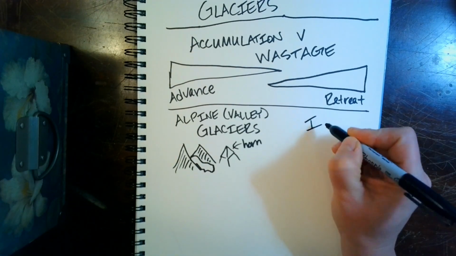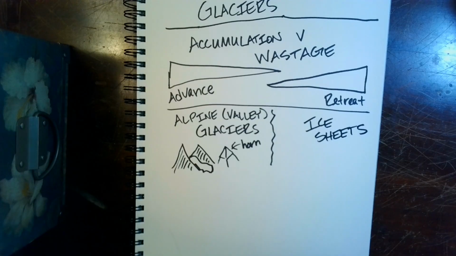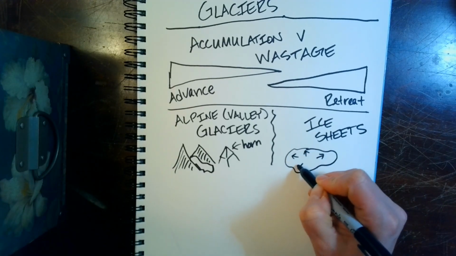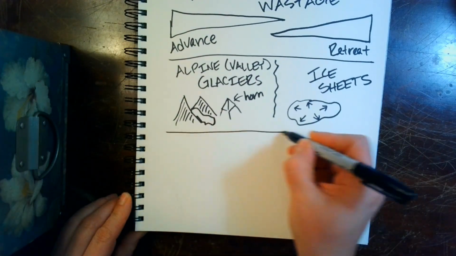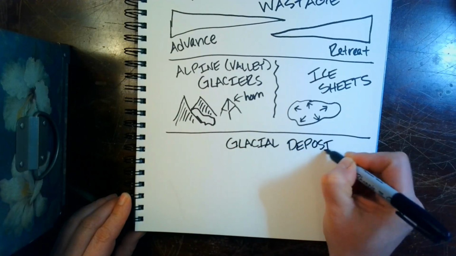Ice sheets, on the other hand, are much larger than alpine or valley glaciers. They cover entire islands or continents, with ice flowing outward in all directions. Antarctica is an example of a continent-scale ice sheet, while Greenland is an example of an island covered by an ice sheet. During the last ice age, about 18,000 years ago, ice sheets covered most of North America, including Minnesota, and created many of the landforms that we see today.